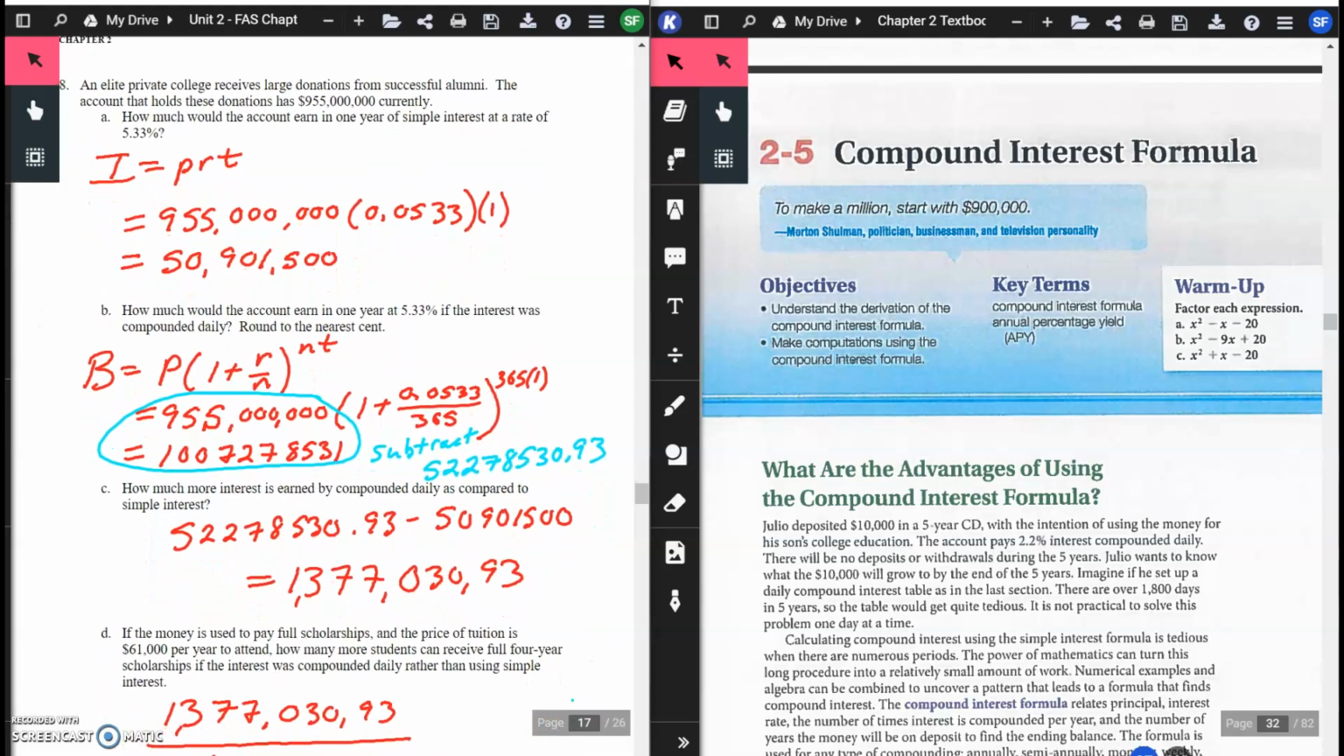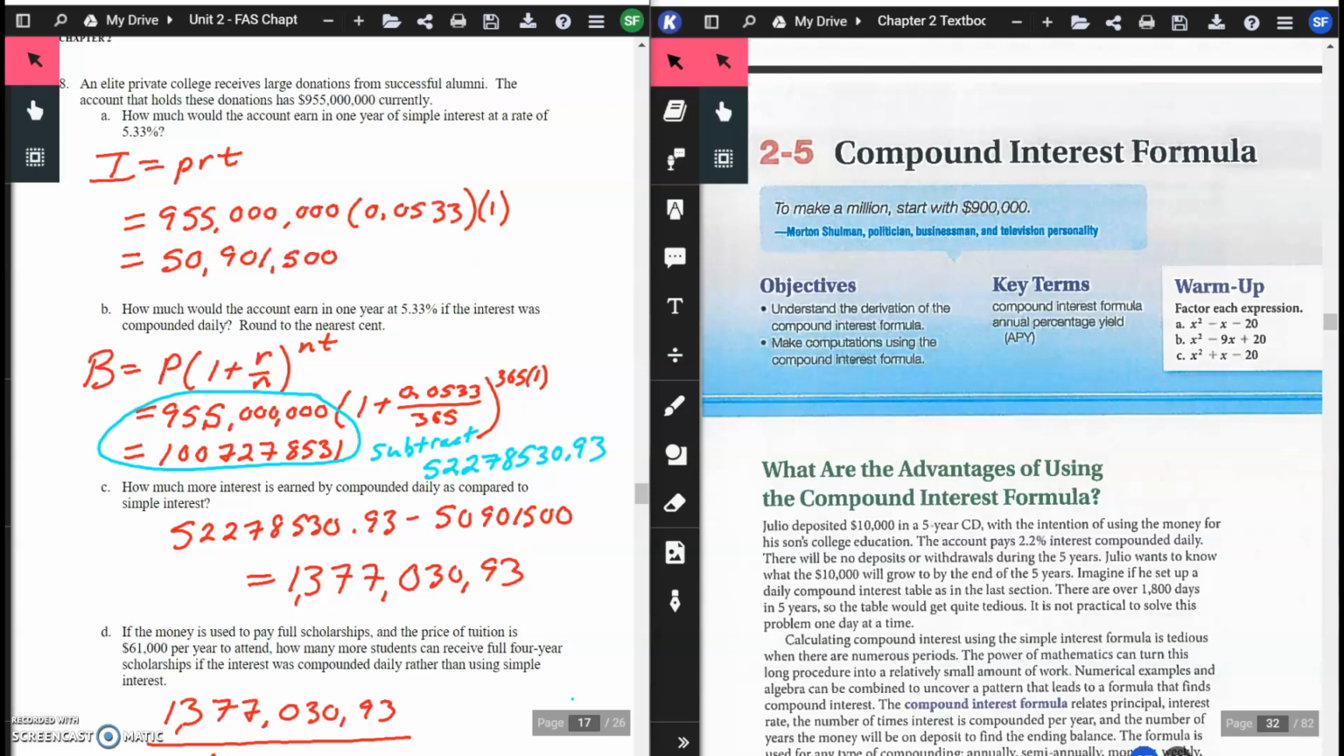Number 8. An elite private college receives large donations from a successful alumni. The account that holds these donations has $955 million currently. How much would the account earn in 1 year at a simple interest rate of 5.33%? So $955 million is your principal, times your rate, 0.0533 as a decimal, times 1 for 1 year. The simple interest would be $50,901,500.